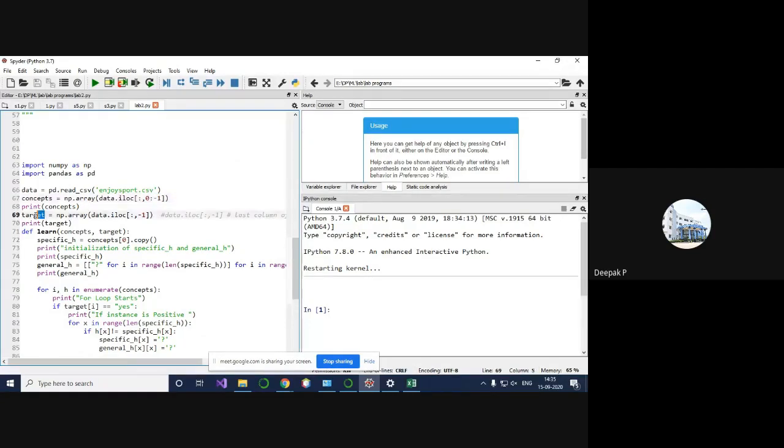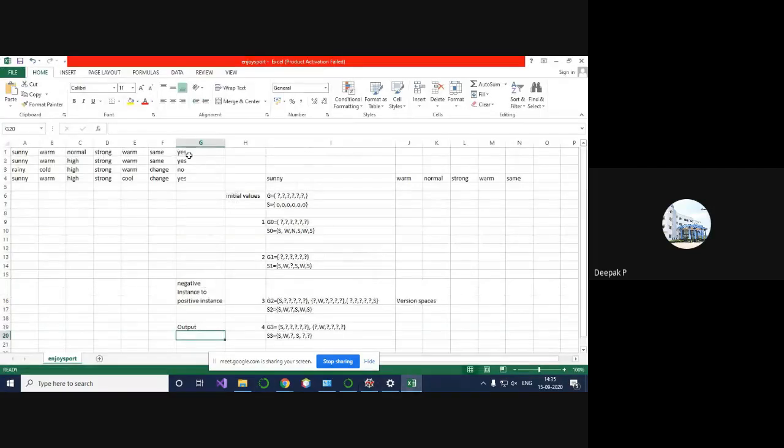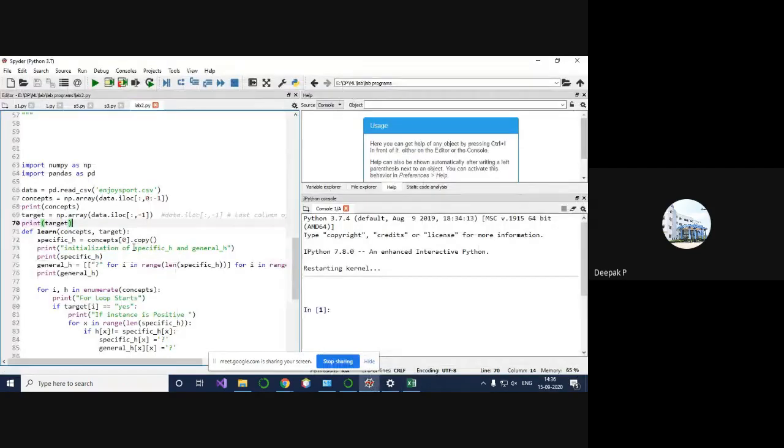So I'm going to take the target value. What will be the target value? The last column value. This will be my target column. As it is, I need to take positive or negative instances, so I'm going to take this value as -1. I'm going to print the target values. I'm going to write a function. I'm going to take the specific hypothesis as 0 because I cannot write the 5 symbol. I'm going to print the number of attributes that I am having. I'm having 6, so I'm going to take six 0s. So initialization of the specific and general hypothesis will be done, and I'm going to print that.